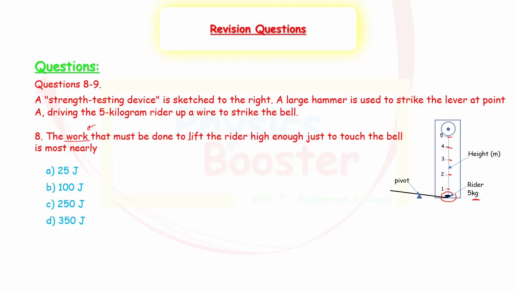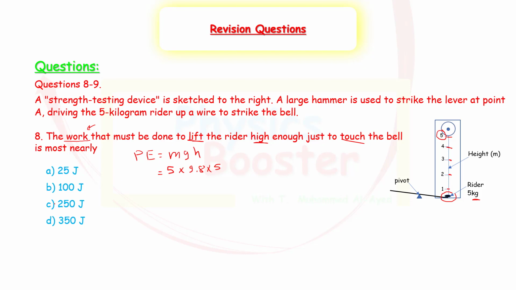Since we are lifting the rider above the ground, we are gaining potential energy. So we can simply say that the potential energy needed to lift the rider just high enough to touch the bell, which means raising it a distance of 5 meters, is equal to mgh. The mass of the rider is 5 kilograms, multiplied by the gravitational acceleration, 9.8, multiplied by how high I need to raise it above the ground just to touch the bell, which is 5 meters.